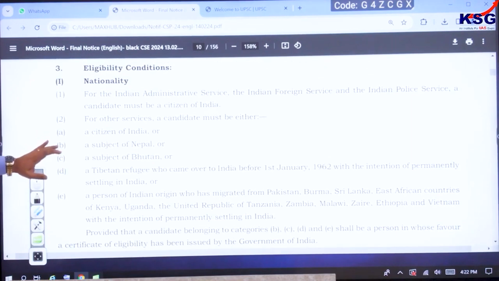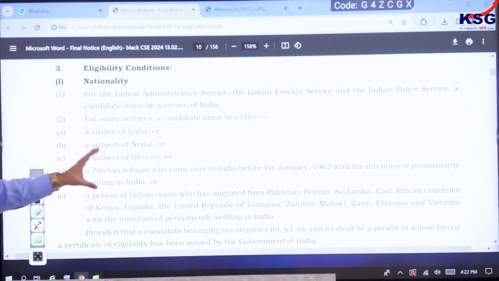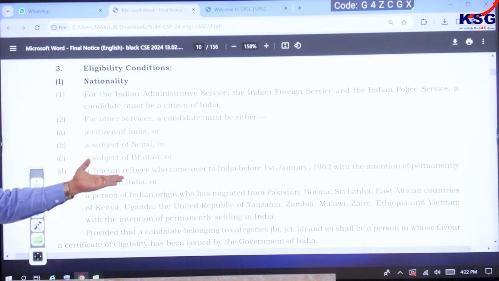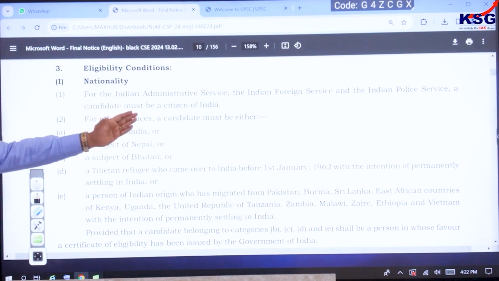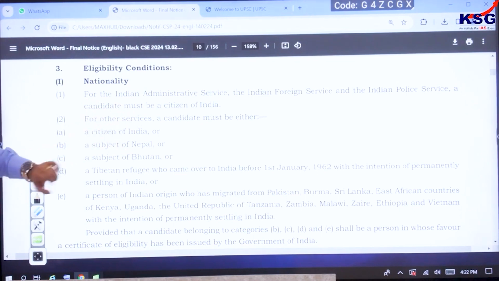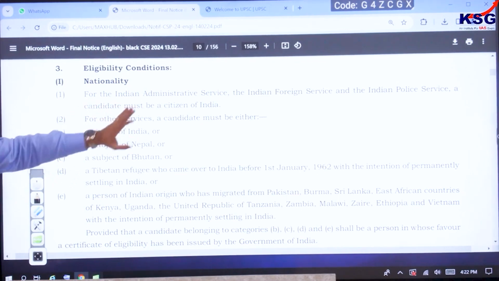Now, in terms of the eligibility, you need to be a citizen. A lot of people believe that non-citizen cannot give the exam. Non-citizen can also give the exam. However, वो कुछ limited countries के लोग ही हैं जो non-citizen होके भी they can appear for the exam. These things are mentioned. However, IAS, IFS, and the police service is specifically only for the Indian citizen.